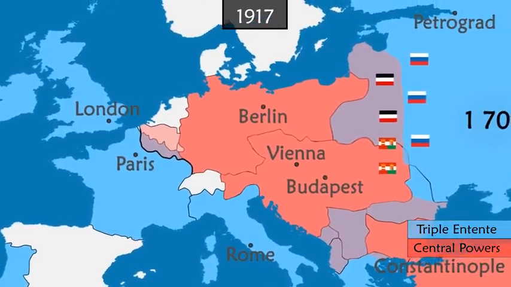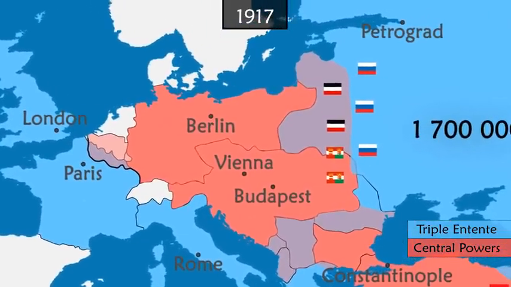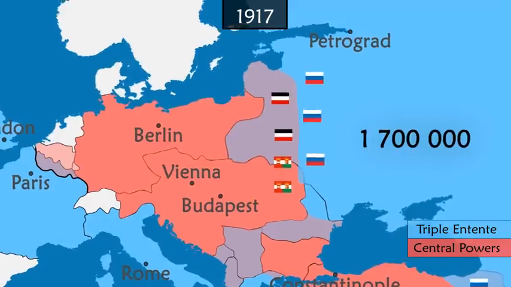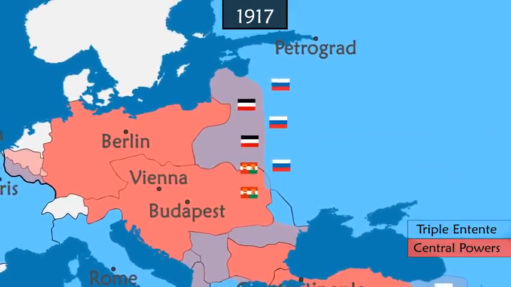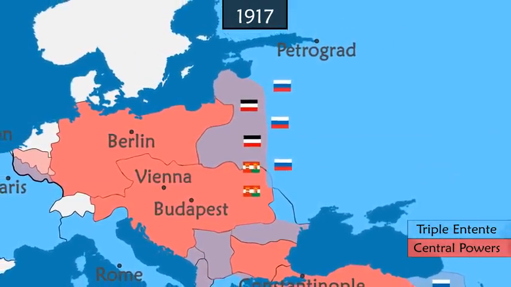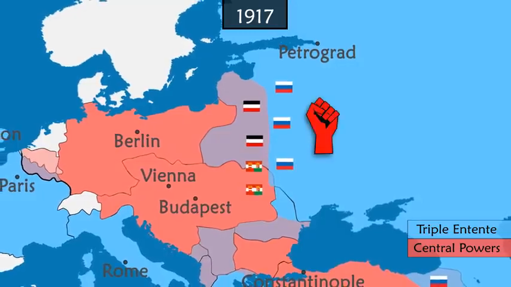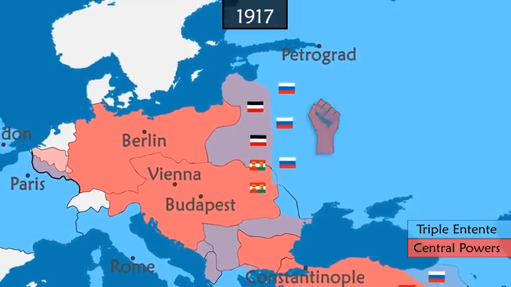Exhausted by war, Russia suffers more than 1.7 million military casualties. Morale is at its lowest point on the front lines and among the public. Then takes place a short revolution that brings down the regime of the Tsars.